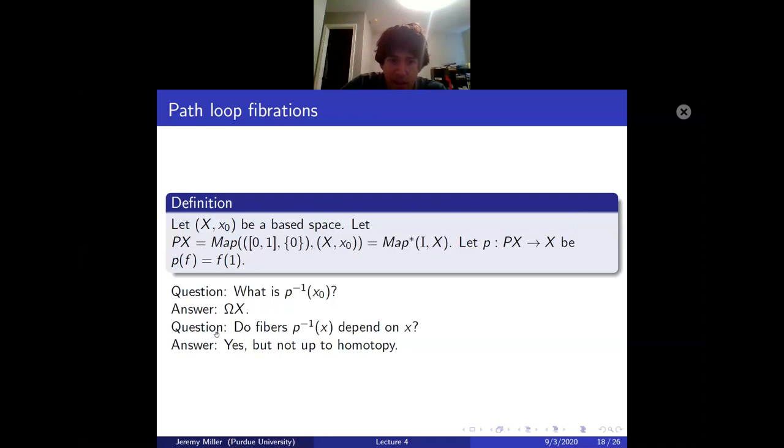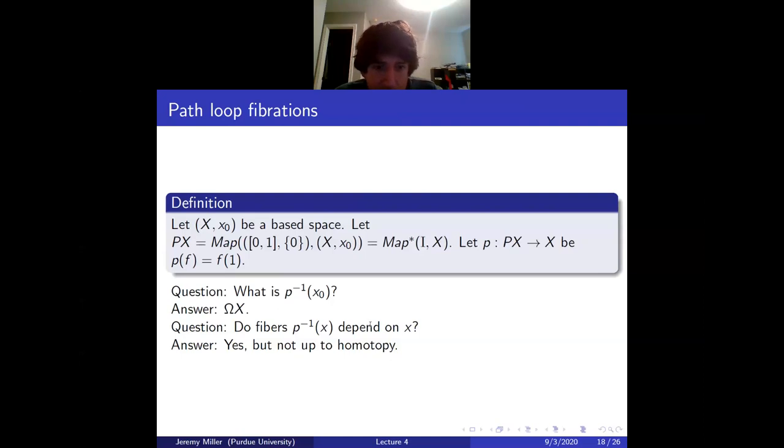Why is this wrong if X is not connected? Like what's the fiber over a point? What is P inverse of X if X and X naught are not in the same path component? What are the sets of paths from two points that are in different path components? I mean, it's the empty set. The empty set, yeah.